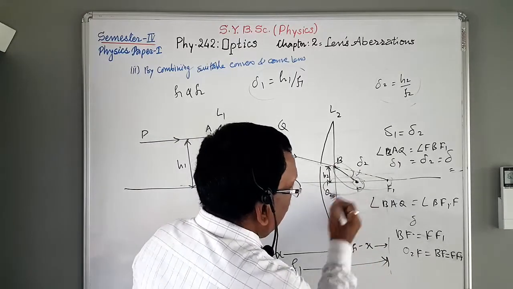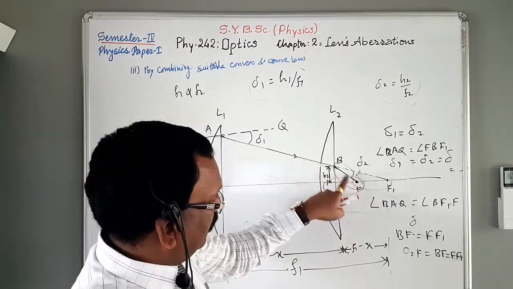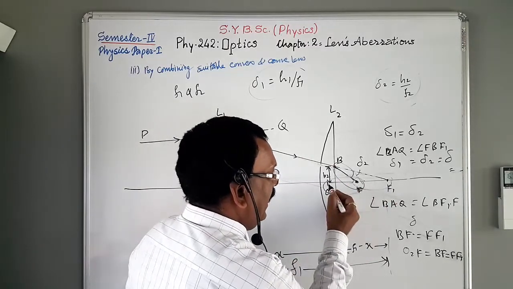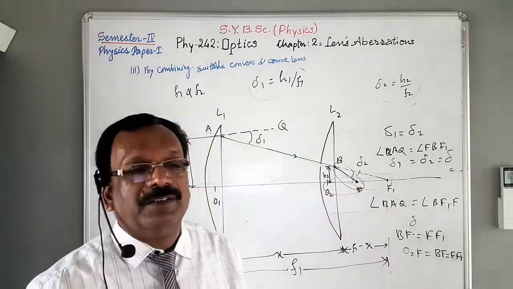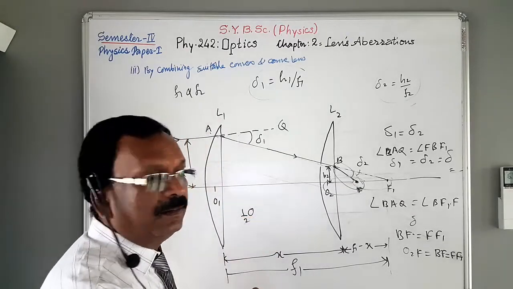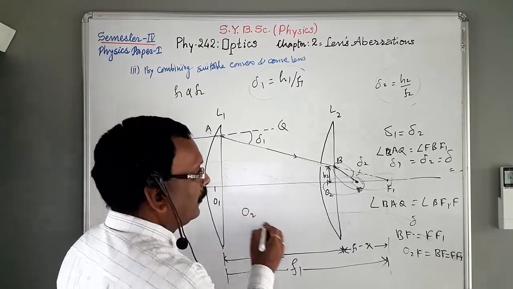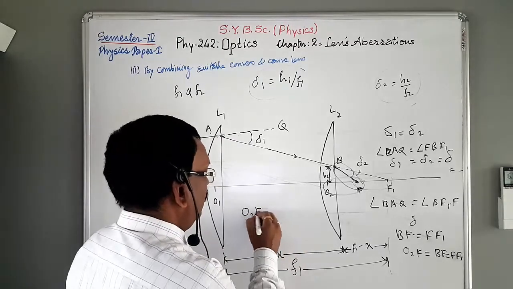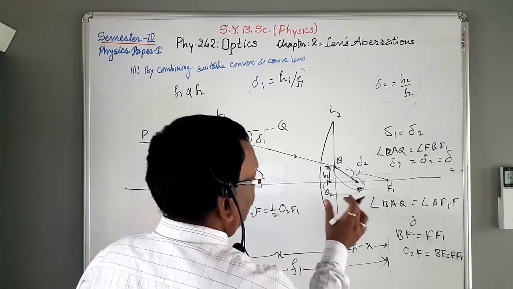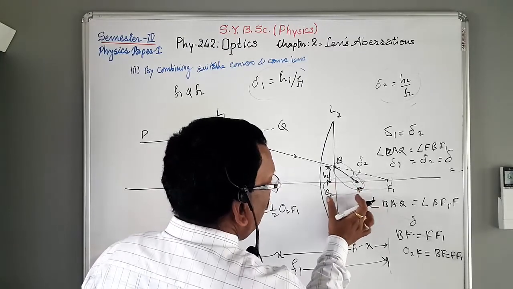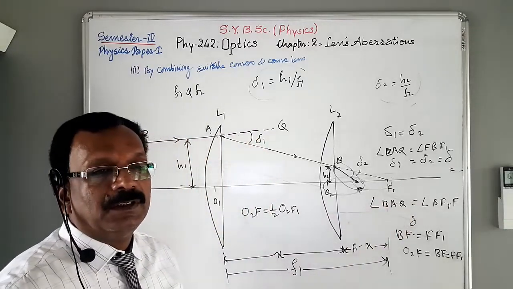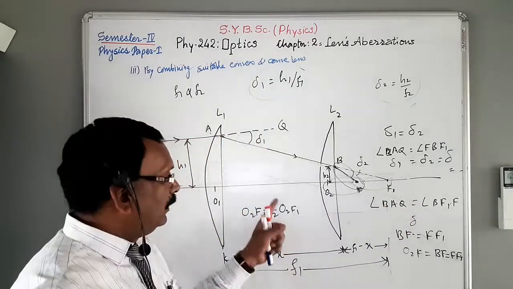O2F means this distance is equal to this distance. This point F is exactly at the center of O2F1, or in simple manner we can write O2F is equal to 1/2 O2F1. O2F is at the middle, so O2F is equal to 1/2 O2F1.